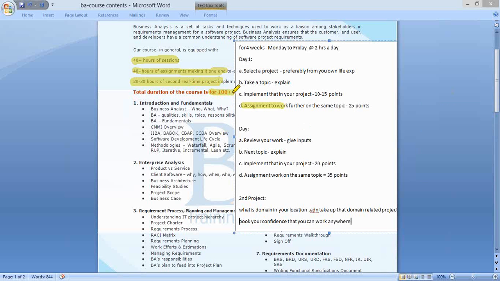So if you spend these 100 hours, these 40 hours of sessions and 40 hours of assignments on a day-to-day basis, and another 20 hours on a second project, then I can guarantee you that you can go anywhere and work as a BA without any external support. You don't need to look back to me. That I can guarantee you. That's why I say this. This is on the job. In fact, this is a proven concept of what we did for our own working employees in our company.